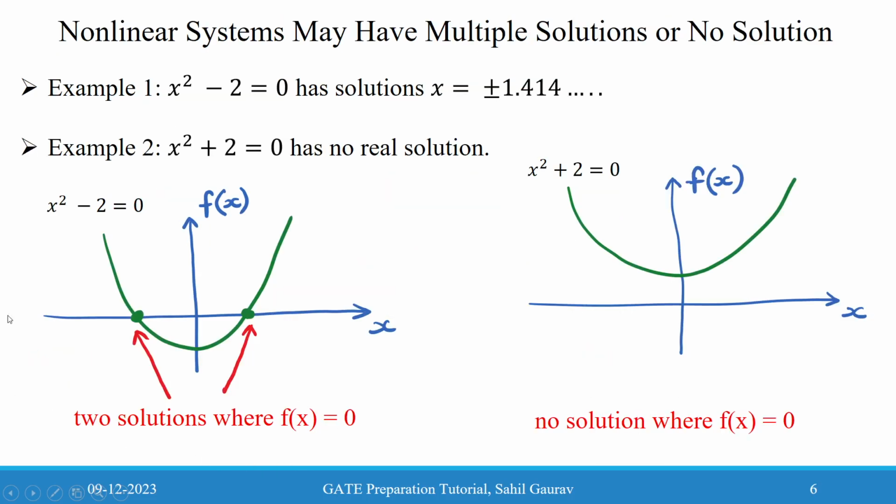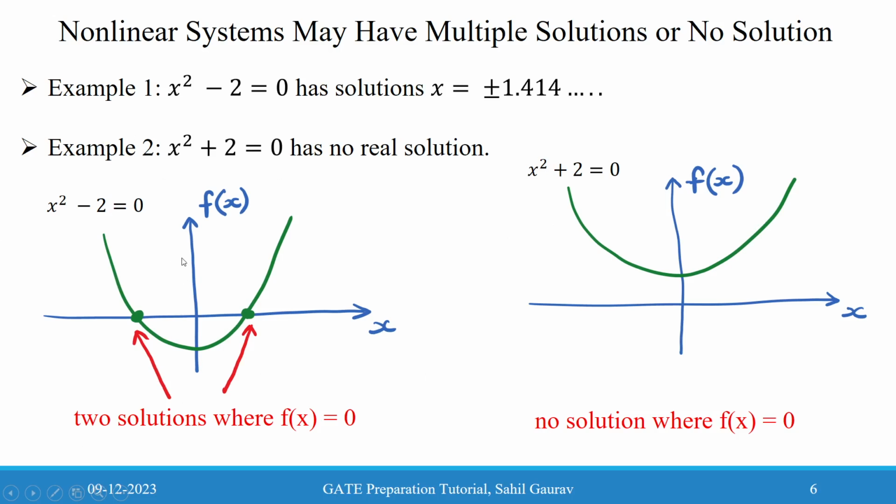Let us see some mathematical examples of nonlinear systems, like the function x square minus 2. It is a nonlinear function, and it has solutions of plus and minus 1.414, that is plus root 2 and minus root 2. And the nonlinear function x square plus 2 has no real solution. Here it is seen through these graphs. So we can see that a nonlinear system may have solutions or it may not have a solution.